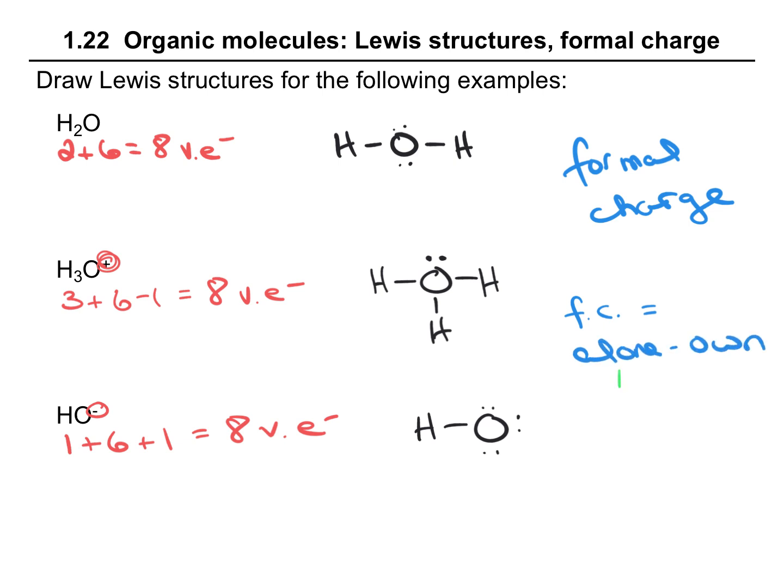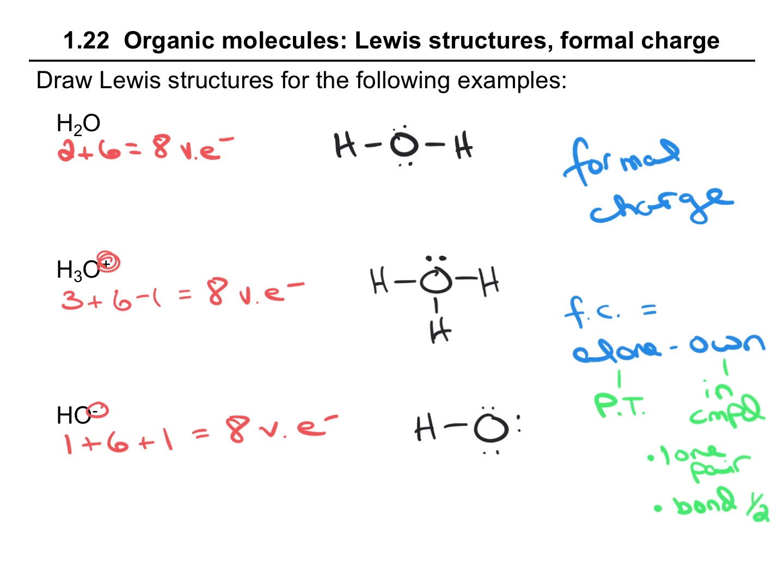Alone refers to how many valence electrons a particular atom has when it's by itself. In other words, this is what we get from the periodic table. And then own refers to how many electrons a particular atom has in a compound. Now, how do we count these electrons? Well, any lone pair belongs completely to that atom, and any bond, half of it belongs to that atom.